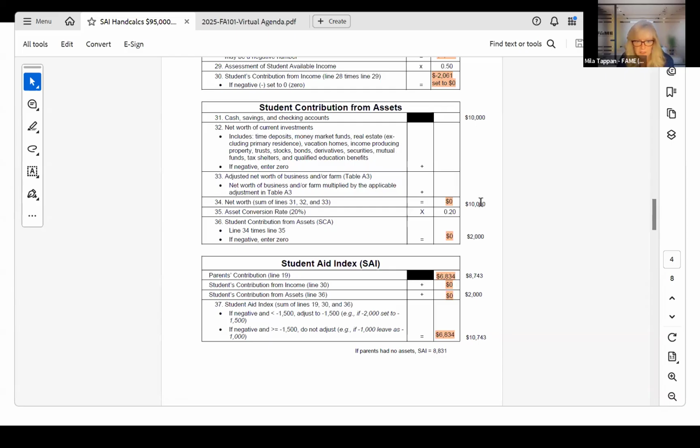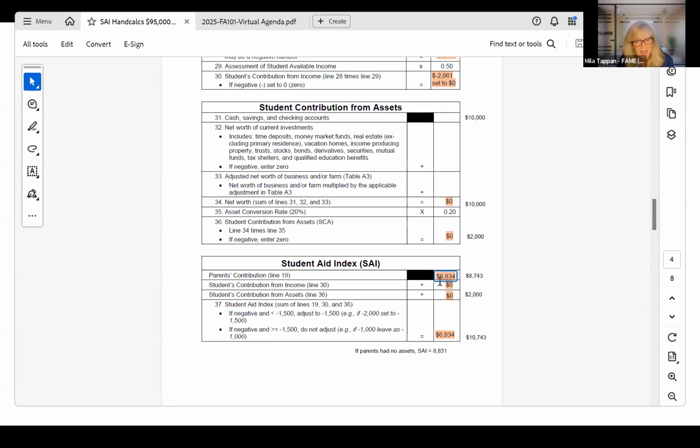And so then what's going to happen is we're going to total their net worth. It's $10,000. Then there's an asset conversion rate of 20%. So we take our 10,000 times 20%, and that's going to be 2,000. What that does is it comes right down to the bottom line. So in this scenario, where the parent contribution was 6,834, we still have no contribution from income, because up top, their allowances exceeded their income, actually to the negative, but we are instructed to make that a 0. But the student asset contribution from assets would be 2,000.